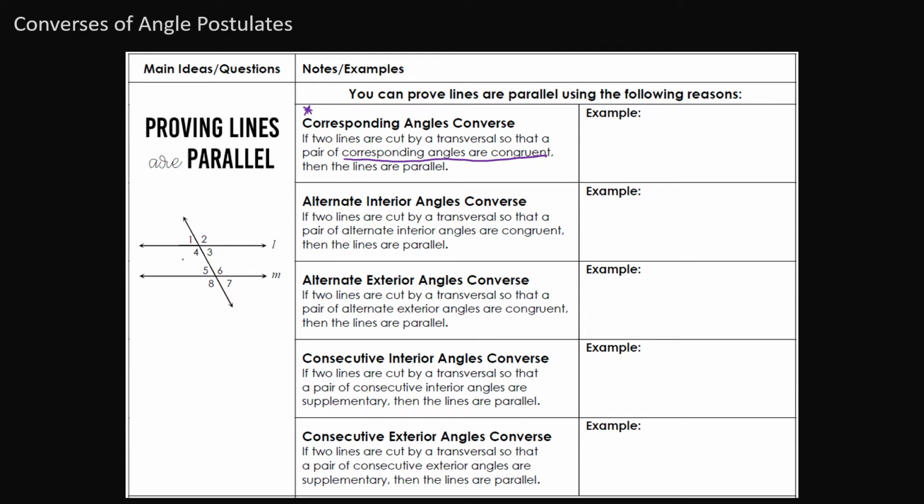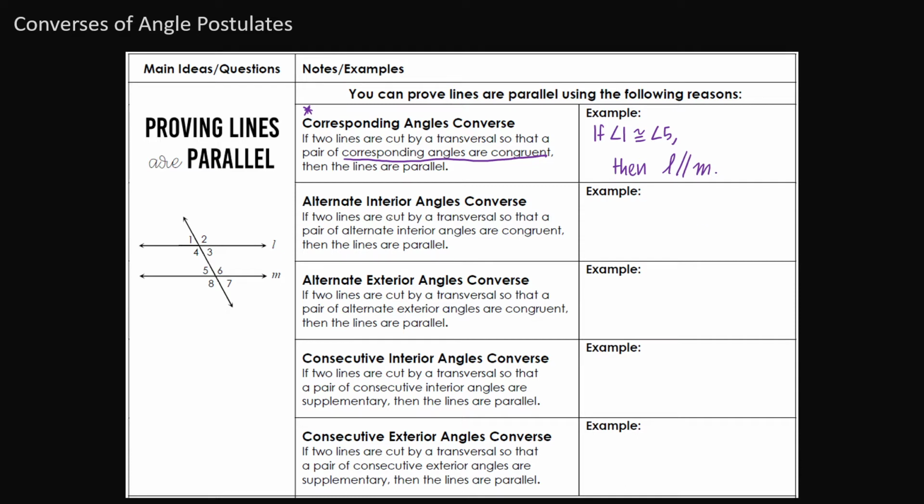We have lots of examples of corresponding angle pairs to choose from. I'm just going to take the first one I see. That's angles 1 and 5. They are corresponding angles. So my example would be, if angle 1 is congruent to angle 5, then our lines are parallel. Then line L is parallel to line M.